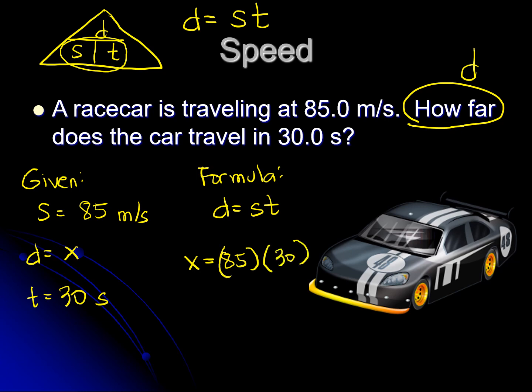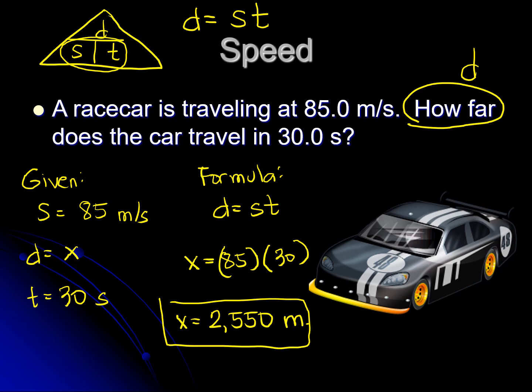So how much will you get? You will get a value of 2,550. 2,550 what? What is the unit? This one is distance, so this one is in meters. So this is the answer. To answer this one, how far does the car travel in 30 seconds? The answer is 2,550 meters.